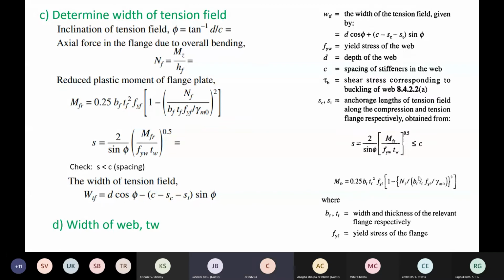So after we have the width of the tension field, we'll go for the next term, that is TW. We already know the width of the web, so we will go to the next term.